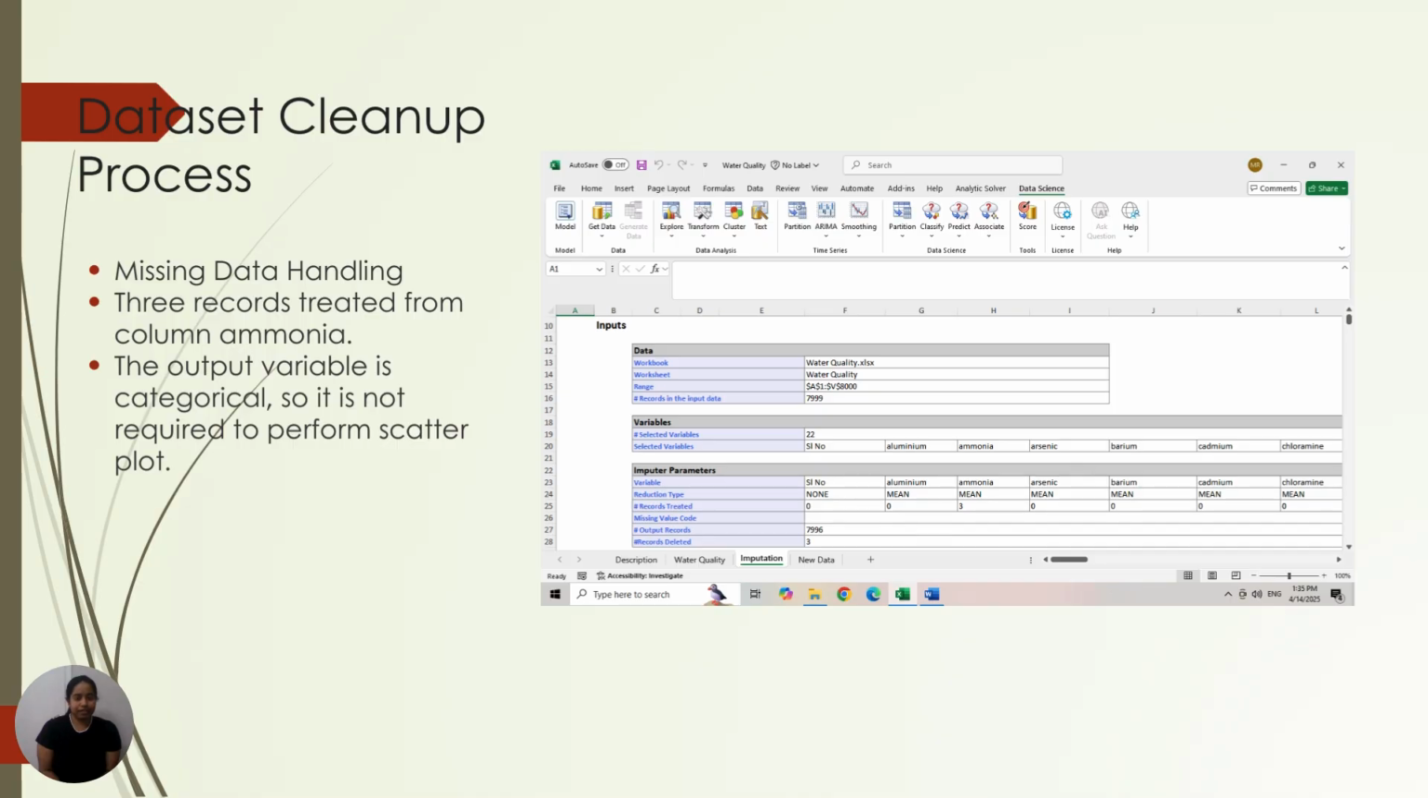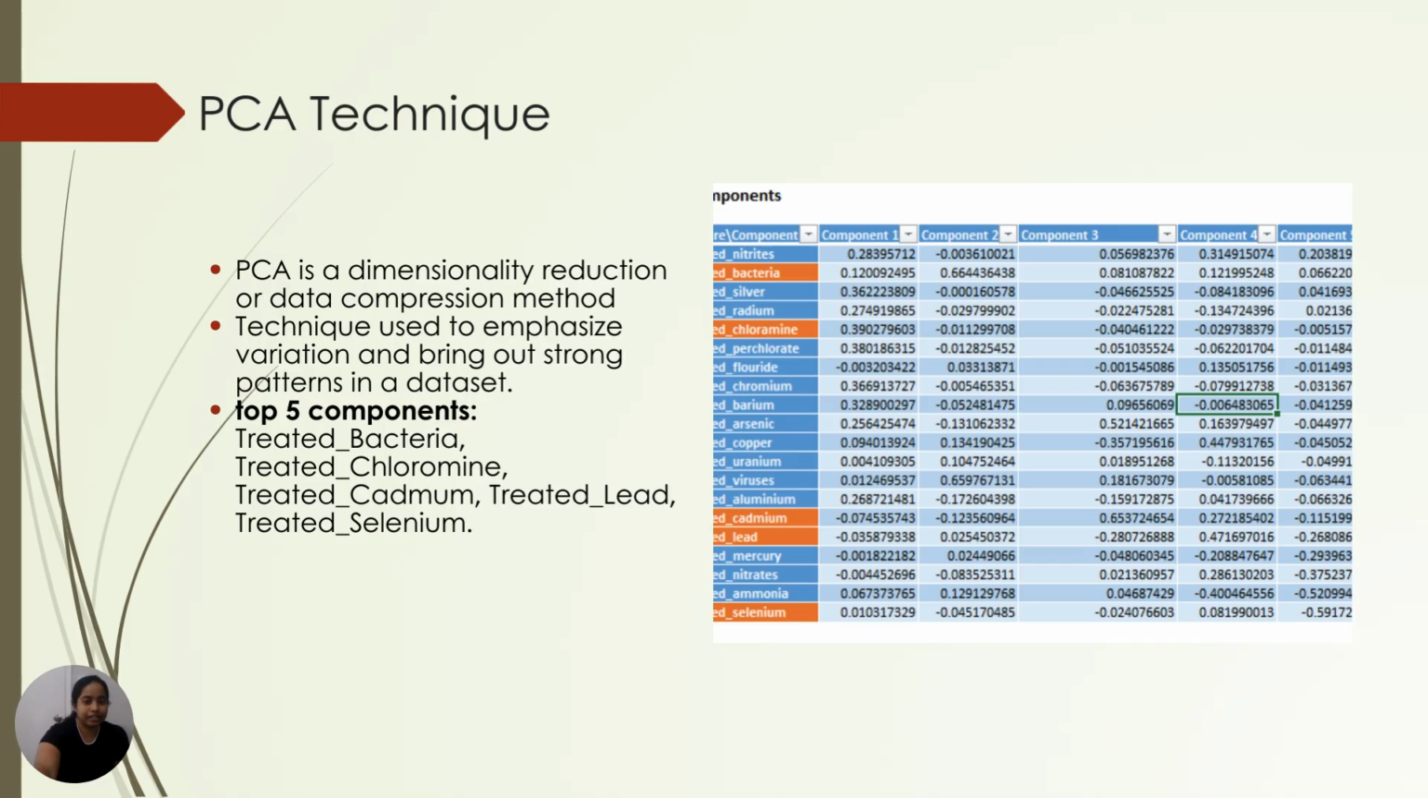So we have not included that particular column, and the rest of the columns are included in the missing data handling. After performing the missing data handling, we have three records treated from the column ammonia, which is good. At least we have found three records. Since the output variable is categorical, we will perform classification, and all other variables are continuous numericals, not text variables, so there is no need for dummy creation. And since the output is categorical, there is no need to perform the scatter plot matrix as well. Moving on to the next slide.